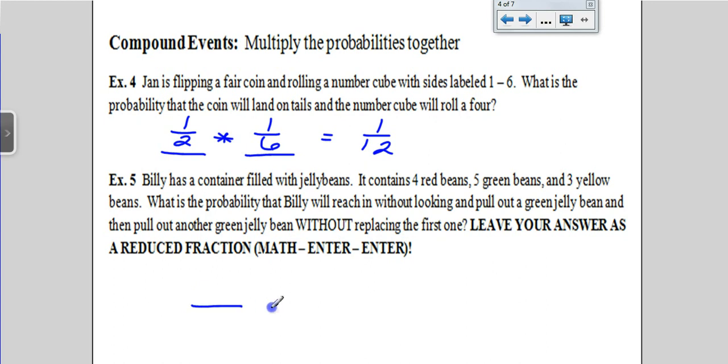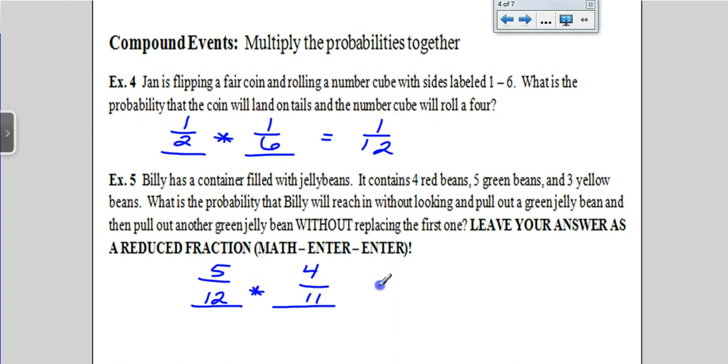So we have 2 events still. Let's start with the first event, green jelly bean. There's 5, and remember I think we had 12 jelly beans originally here. Now remember, he took that green jelly bean and put it back on the table. He did not put it back in the container. So now there are only 4 green jelly beans in the bucket, and there's no longer 12. Remember, he took that first one out, so now there's only 11 in there.